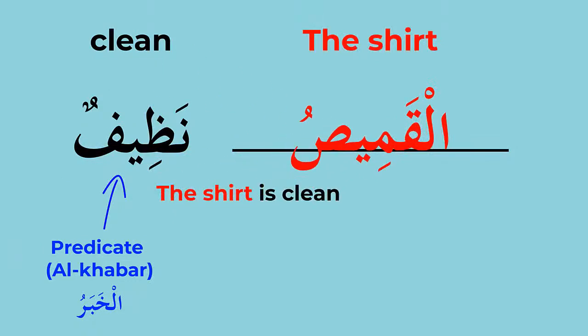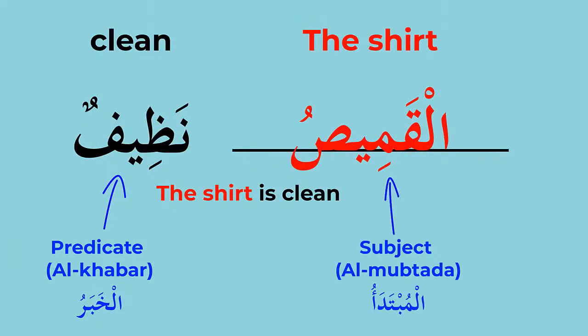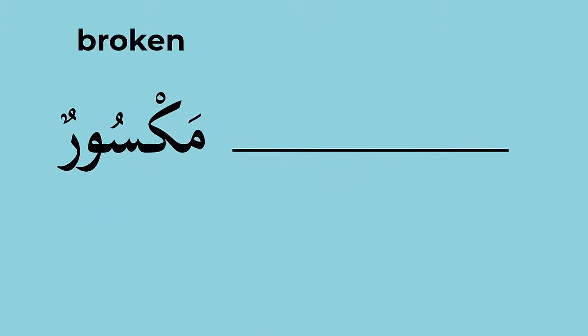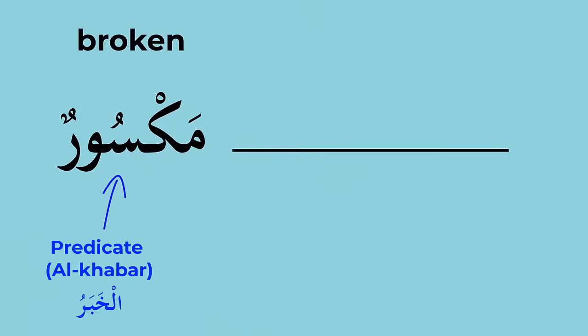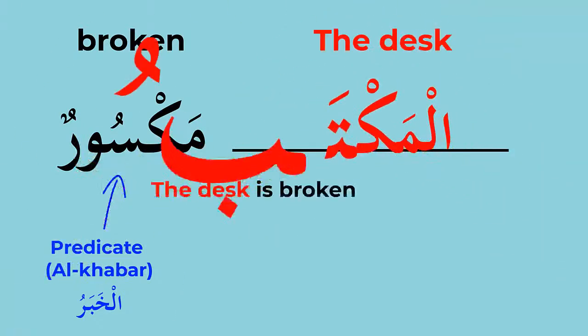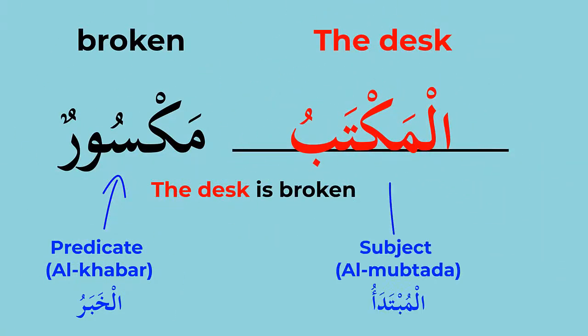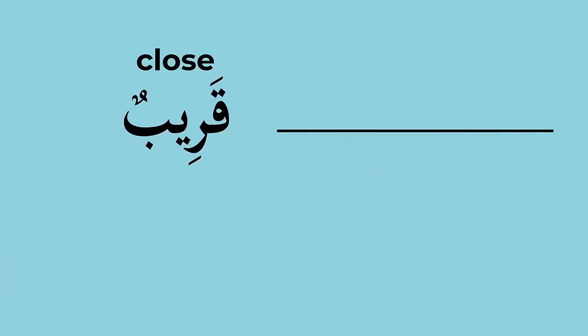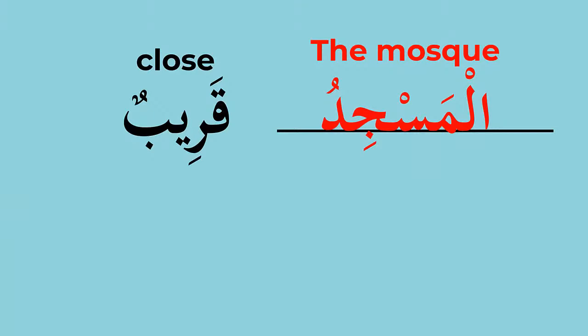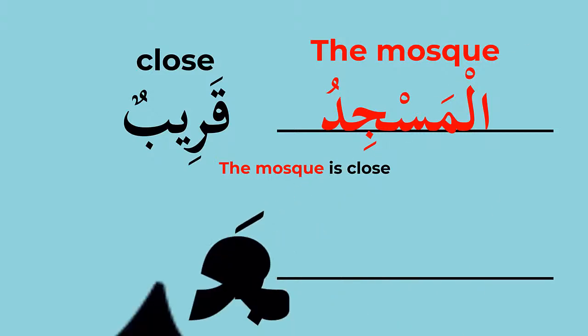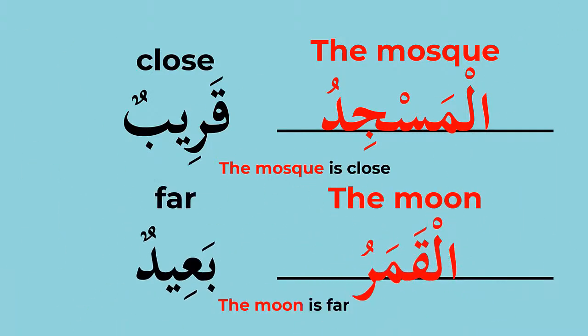Are you with me? Tell me. Al-kamisu nazifun. So you started with al. Mubtada. Are you with me, brothers? Al-kamisu. MashaAllah. Next one is maksurun. Something is broken. So you are bringing now mubtadas. Al-maktabu maksurun. Mubtada, khabar. Very good. Qaribun. Al-masjidu qaribun. Whatever you can say. Okay, brother? Something is far. Al-kamaru ba'idun. Very good, brother.